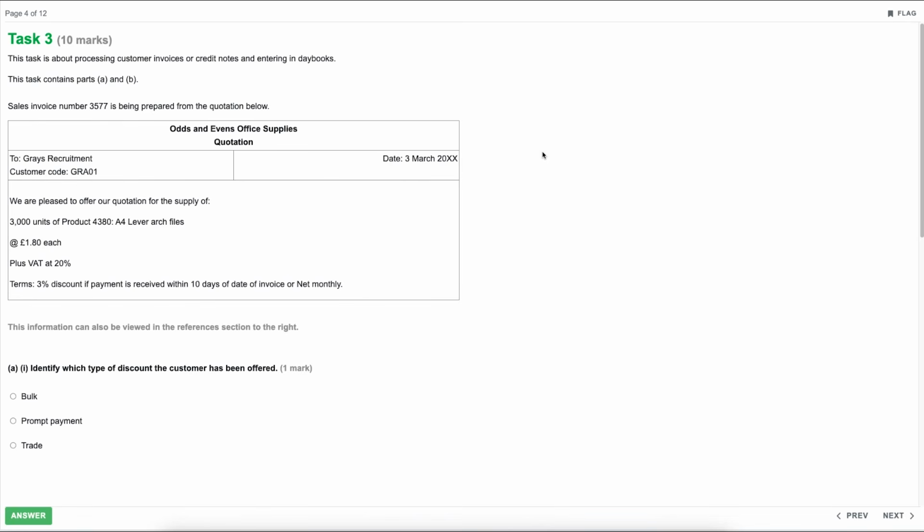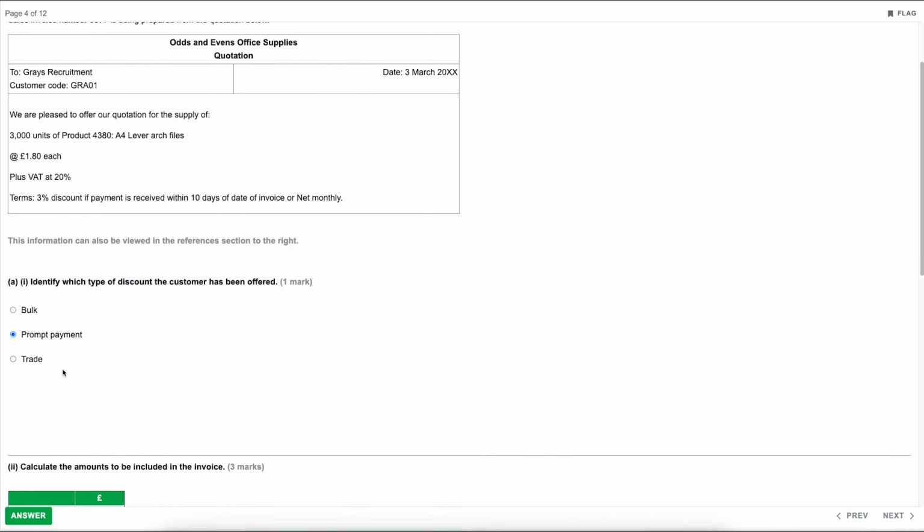So as I mentioned earlier, it's in fact the most common for businesses now within the UK to have a 30-day payment period. However, obviously for some businesses, they want to get the money in quicker, whether that be cash flow issues or they find it easier from a credit control perspective. So instead they offer a prompt payment discount to incentivize the customer to pay quicker. Now on this quotation, it states 3% discount if payment is received within 10 days of the date of the invoice or net monthly, therefore being offered a prompt payment discount.